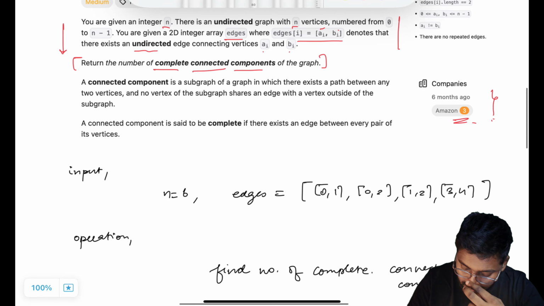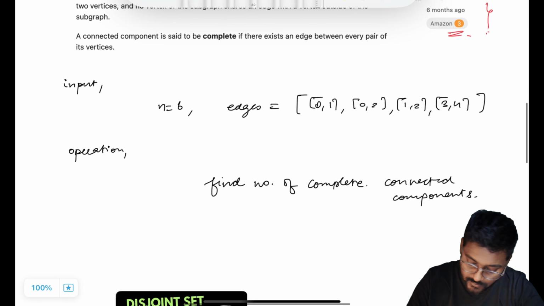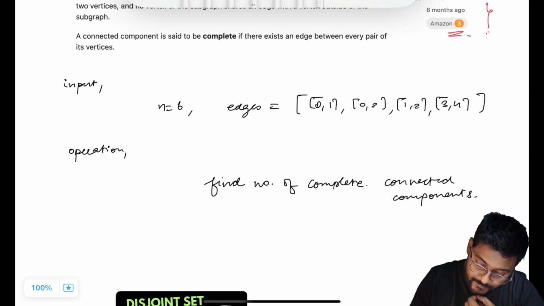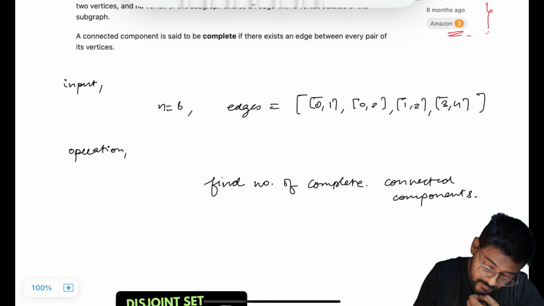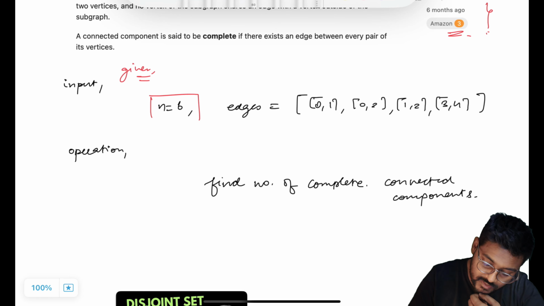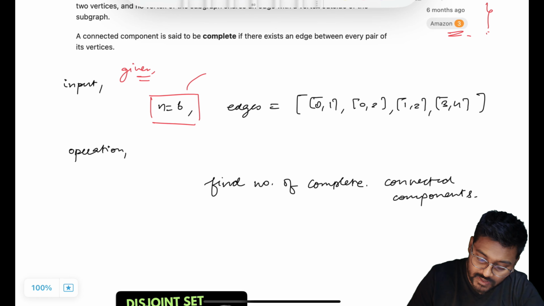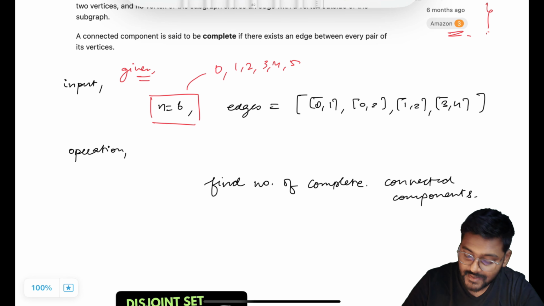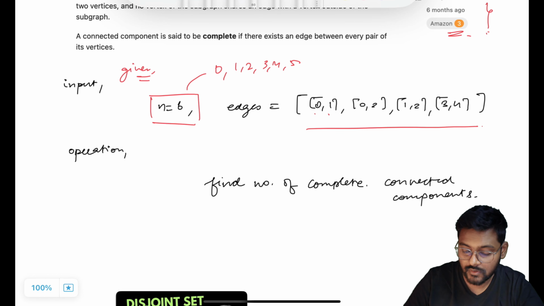If we try to understand the input again, what is given to us? The number of vertices. If n is equal to 6, the vertices are from 0 to 5, and these are the edges. Vertex 0 is connected to vertex 1 and vertex 1 is connected to vertex 0. These 4 bidirectional edges are given to us.